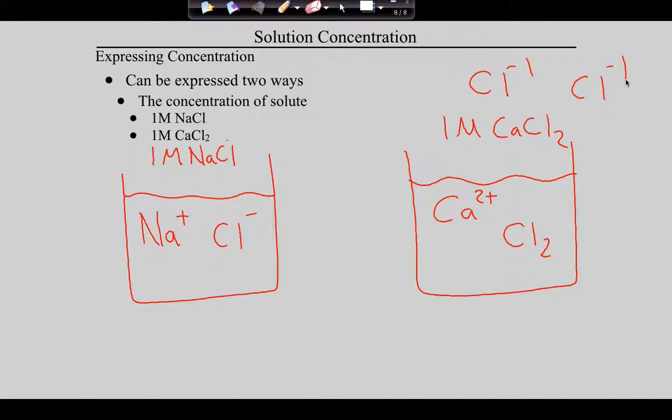So guys, down here in solution, what we actually have is 1 minus, and another one of those 1 minus. And those aren't chlorine. Those are chloride, and that's different. You guys okay? Yeah.